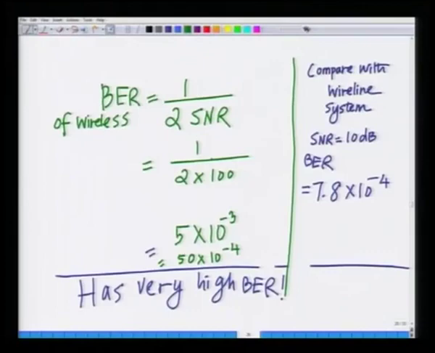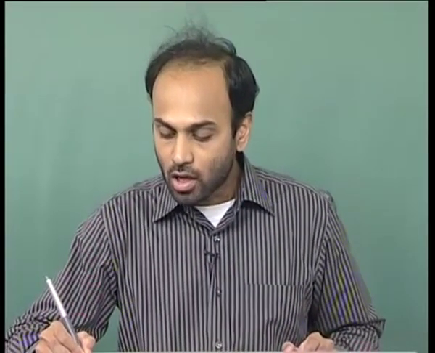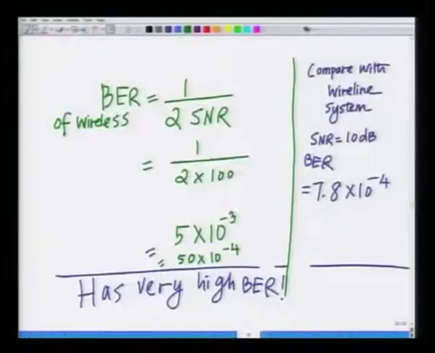Now, if you compare this with a wire line system or a wired system, you can see that at SNR of 10 dB, the bit error rate in a wired system is 7.8 into 10 power minus 4 as we derived earlier.